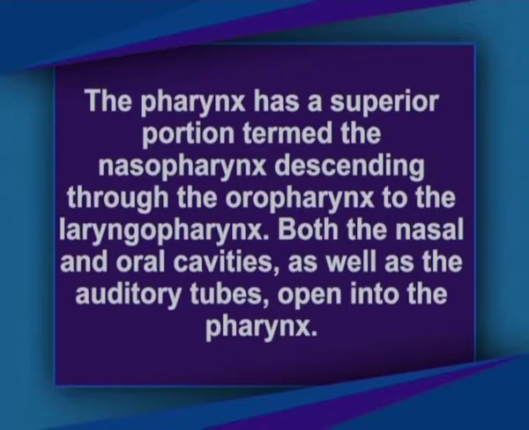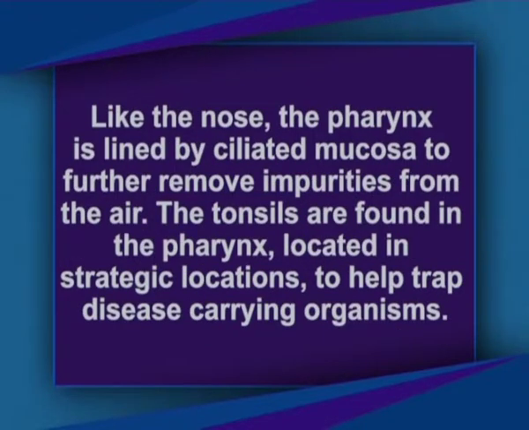The pharynx has a superior portion termed the nasopharynx, descending through the oropharynx to the laryngopharynx. Both the nasal and oral cavities as well as the auditory tubes open into the pharynx. Like the nose, the pharynx is lined by ciliated mucosa to further remove impurities from the air. The tonsils are found in the pharynx, located in strategic locations to help trap disease-carrying organisms.